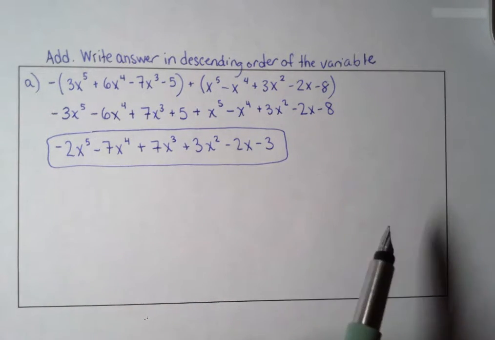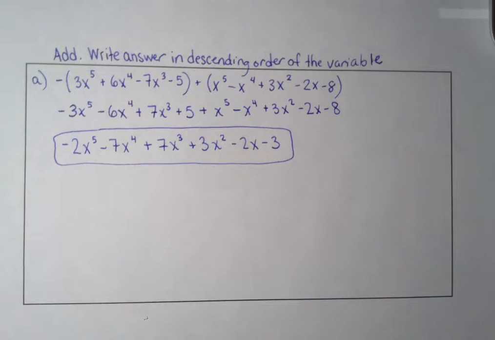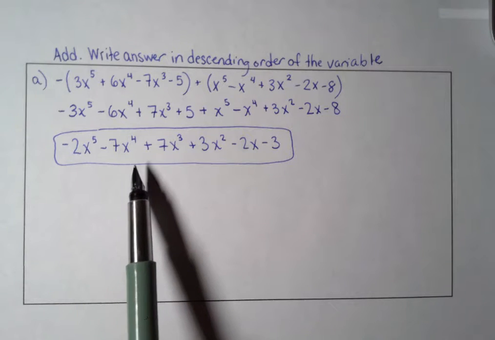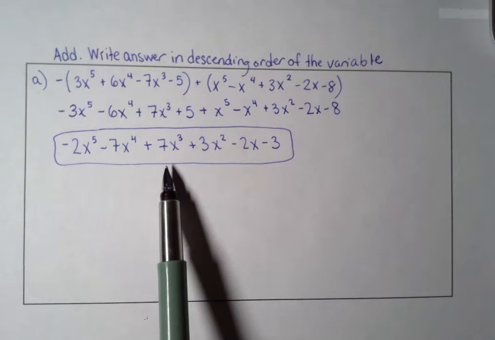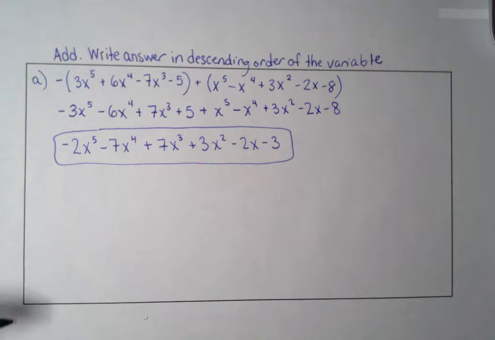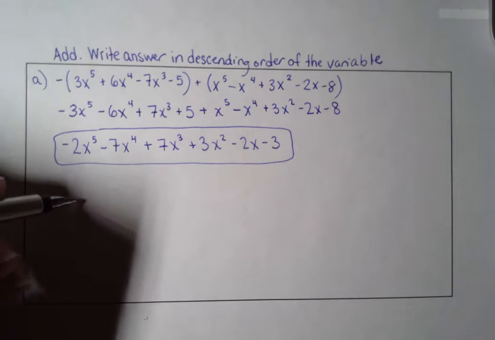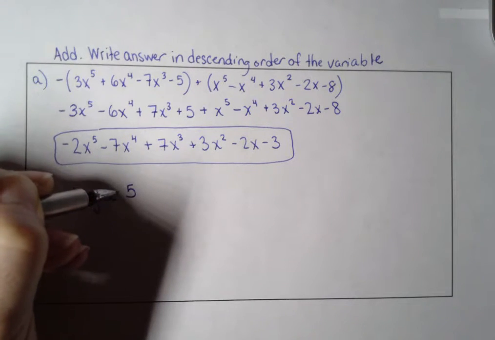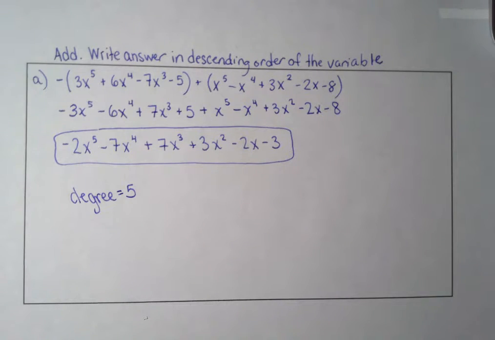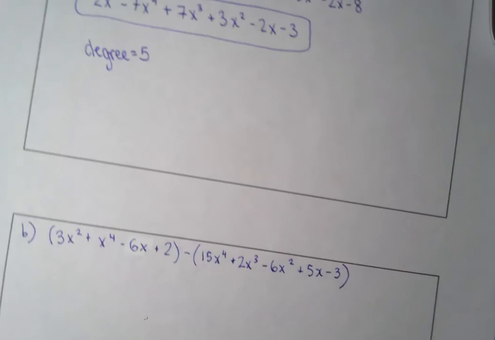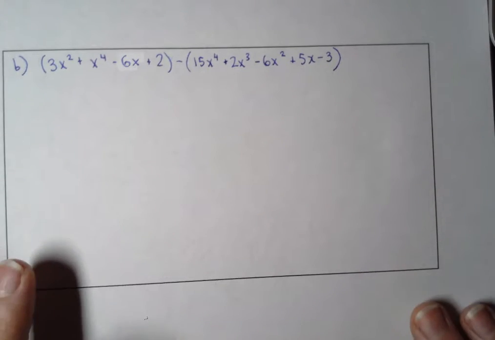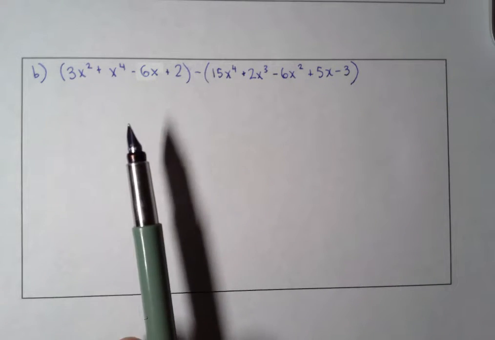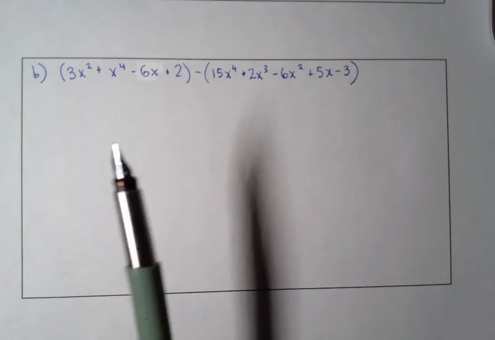Once I rewrote the whole polynomial, I could just add like terms. So all the x to the fifth terms I added together to get that. All the x to the fourth terms, x to the third, and so on. And now that it's in descending order, we can easily see that the degree of this polynomial is 5. All right, very last example here. Go ahead and do the same thing here. So add these two polynomials and write the answer in descending order of the variable.